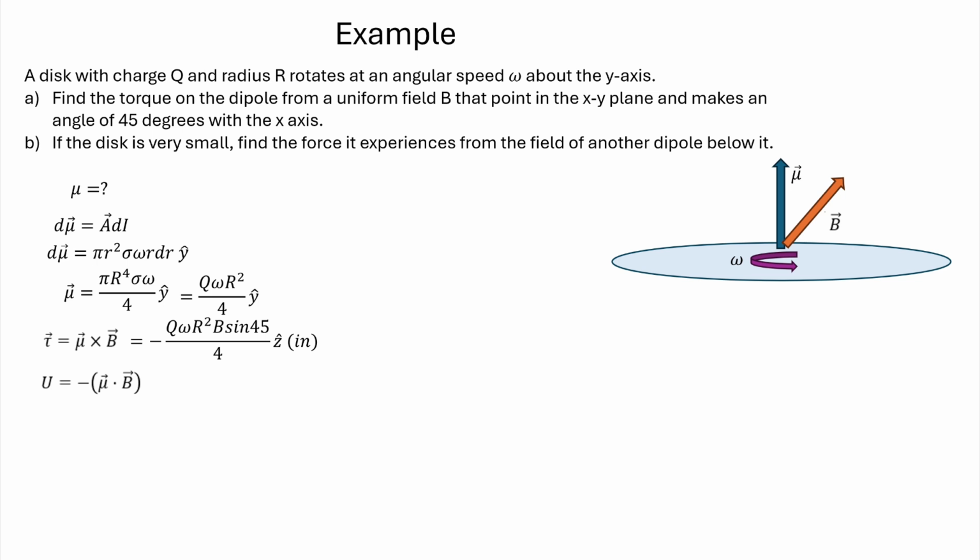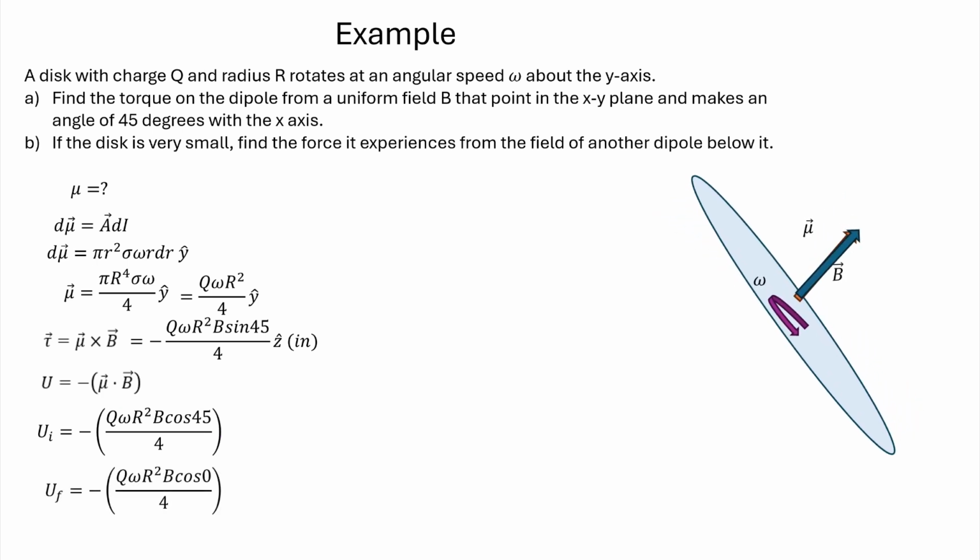If I want to know how fast it's rotating, here's a bonus. Let's find how fast the loop is rotating once it's aligned with the field. Well, I can find the initial energy. The initial energy is minus mu dot B. The initial angle between mu and B is 45 degrees. So just recall this is mu times B times the cosine of the angle between them, which is 45 degrees. When they're aligned, the angle between them will be 0.